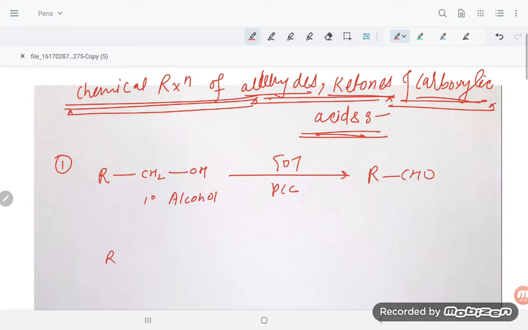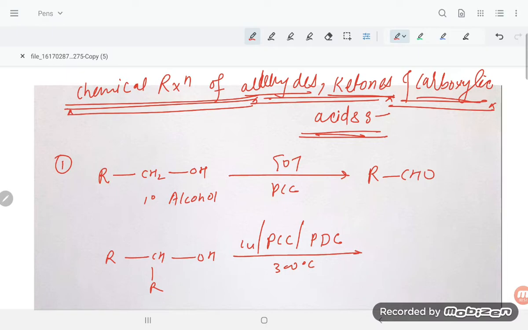Suppose you have a 2 degree alcohol, R-CH(OH)-R. Here you take either copper, or PCC, or PDC at 300 degrees Celsius. So it will give, students, R-C=O-R, the ketone.